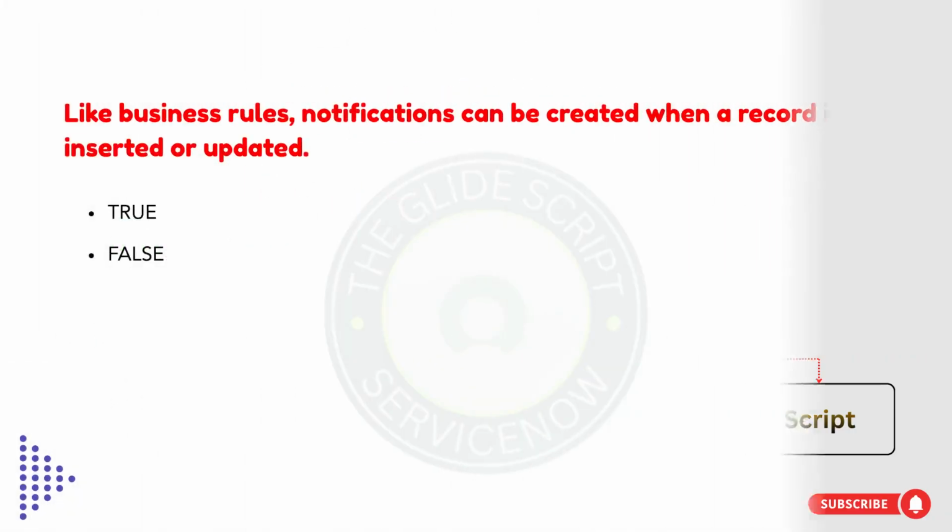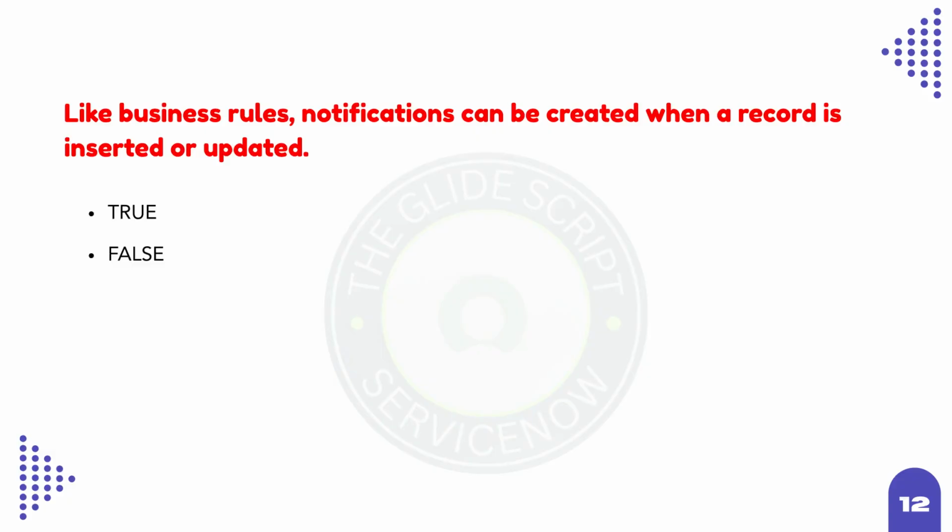Next question is, business rule notifications can be created when a record is inserted or updated. Is it a true or false statement? And the right option is true. It is a true statement. Notifications can be created when the record is inserted or updated.